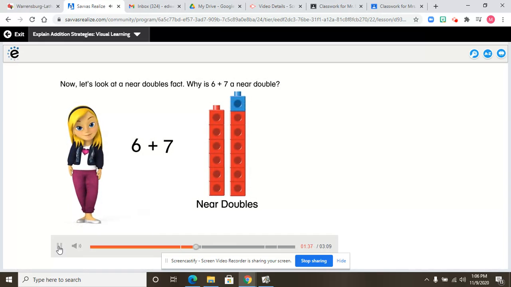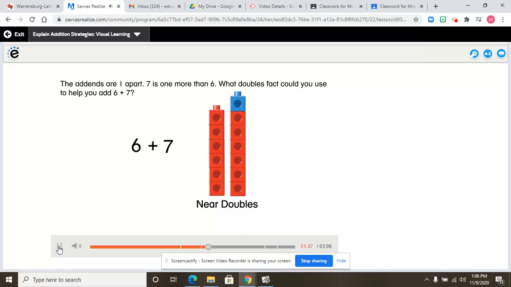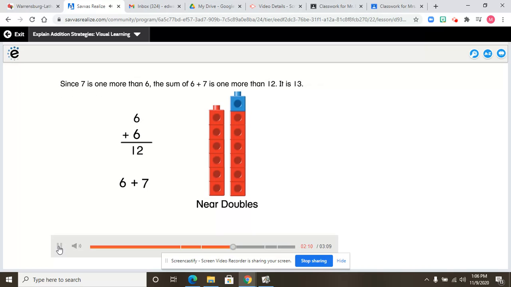Now let's look at a near doubles fact. Why is 6 plus 7 a near double? The addends are 1 apart. 7 is 1 more than 6. What doubles fact could you use to help you add 6 plus 7? You can use the doubles fact 6 plus 6 equals 12. How does knowing 6 plus 6 equals 12 help you find the sum of 6 plus 7? Since 7 is 1 more than 6, the sum of 6 plus 7 is 1 more than 12. It is 13.